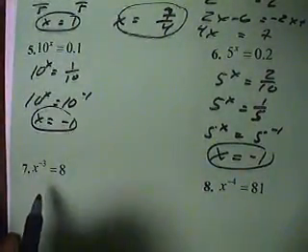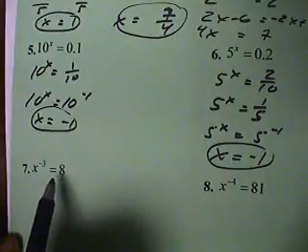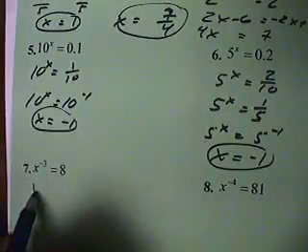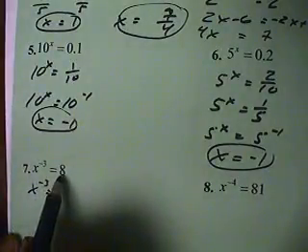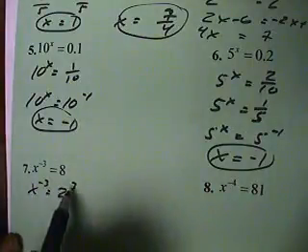Okay. Number 7. Here, I can't get the bases to be the same because this is a variable and this is an 8. But I can attempt to get the exponents to be the same and go backwards. So let's keep this x to the third, and let's say this is 2 to the third. And now my exponents are starting to look alike.